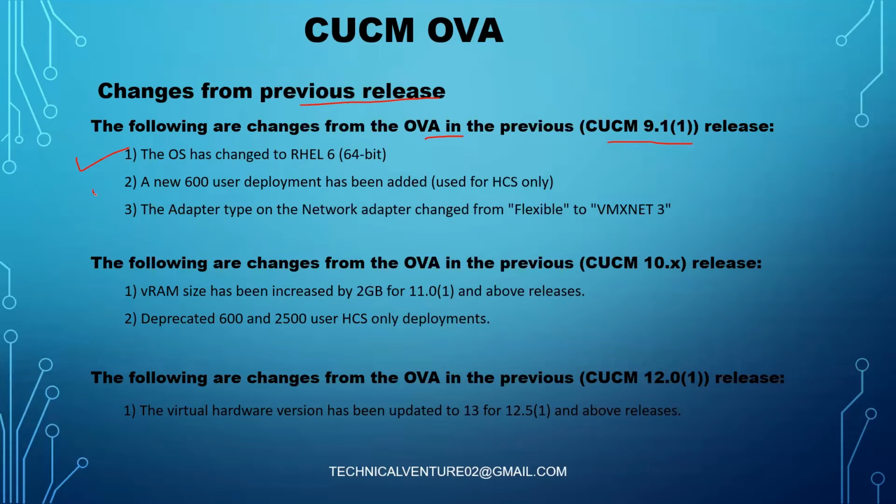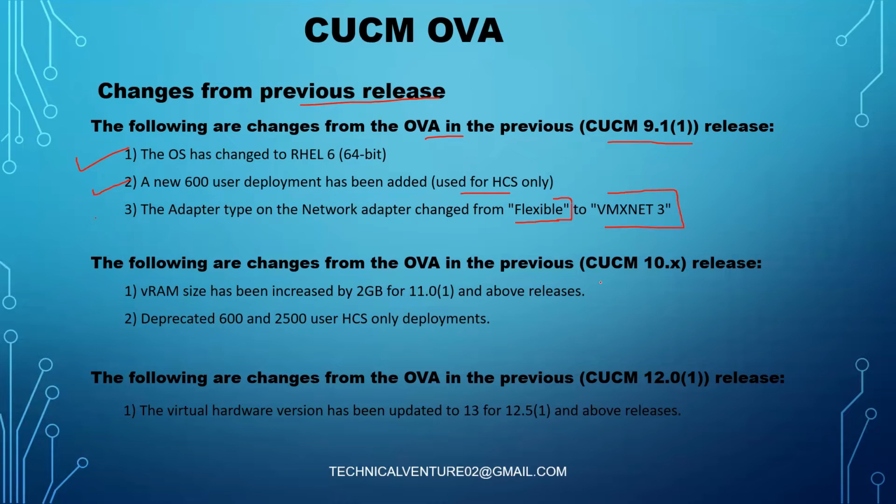And a new 600 user deployment has been added, but that is used for HCS only, and the adapter type is changed from flexible to VMXNET 3. So whenever you are doing the installation, you will see these things: the network adapter, if you want to change it, from flexible to VMXNET 3.